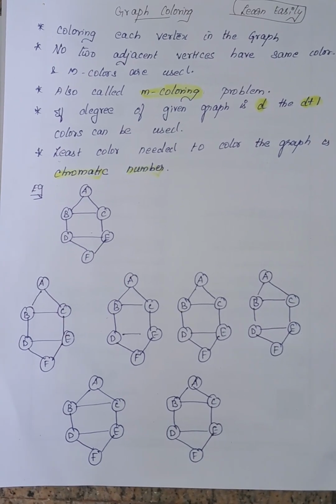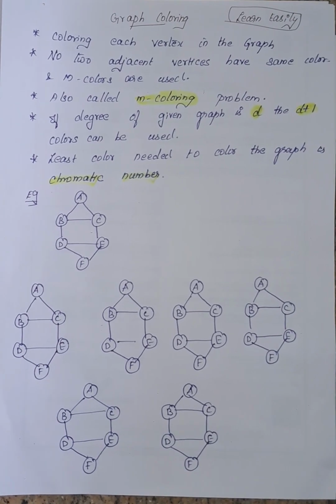Hi, we are going to see about graph coloring. Graph coloring in the sense we are going to color the vertices which are given in the graph. The graph may consist of 2 or n number of vertices, but the main thing we have to see is no two adjacent vertices. If two vertices are connected with each other, they are known as adjacent, and they should not be given the same colors.